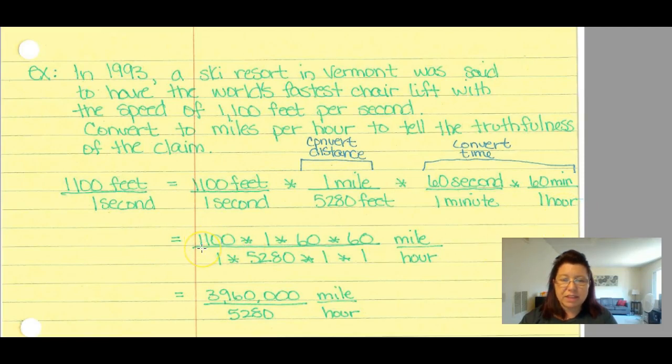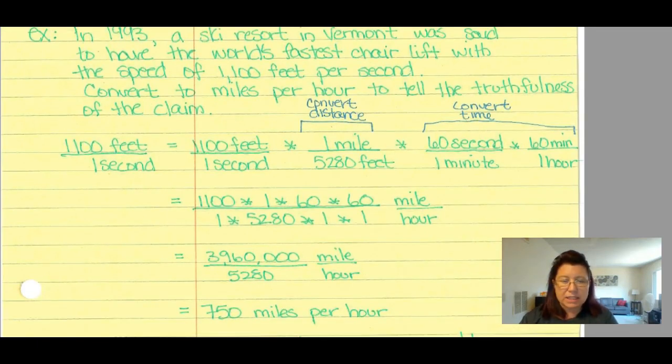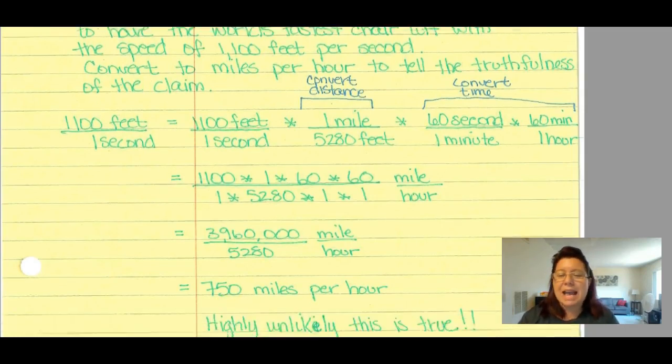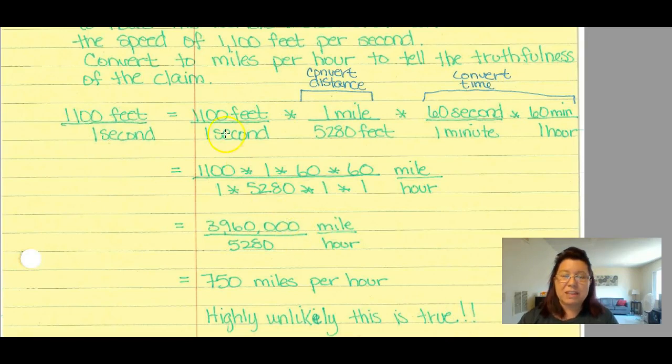So I'm left with 1,100 times 1 times 60 times 60, miles are left. 1 times 5,280 times 1 times 1 hour is our units left. Do the multiplication, and we get that it's 750 miles per hour this chairlift is. Do you think that's true? 750 miles per hour? I think you'd probably get whiplash, so I'm going with it's highly unlikely that it is true that this chairlift, ski lift, will go 1,100 feet per second.